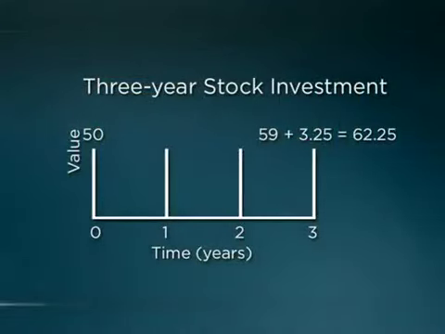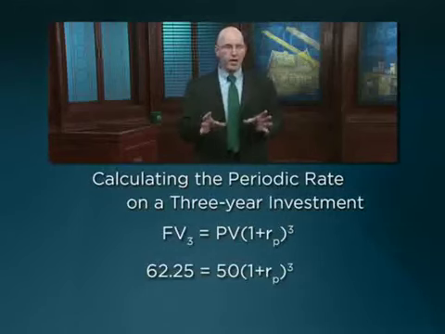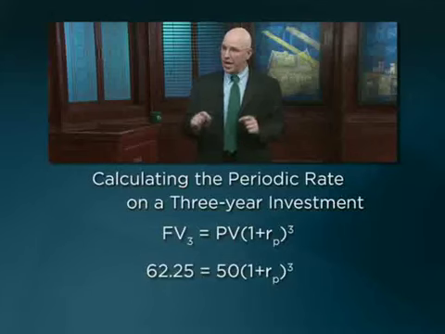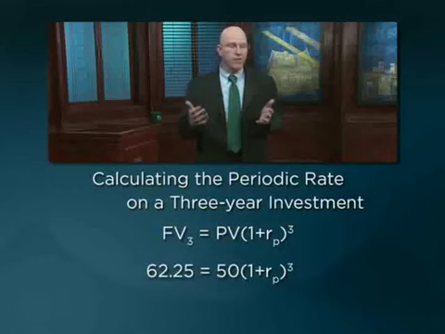We know the present value of the investment, which is $50. Remember that on the timeline, now is time 0. So I put the $50 present value at time 0. We also know the future value of the investment, which is $62.25. We also know n, which is 3 for 3 years. The thing we don't know and want to find out is RP. Well, here's the equation.